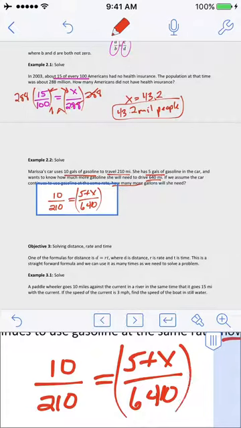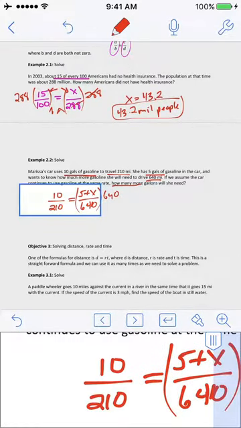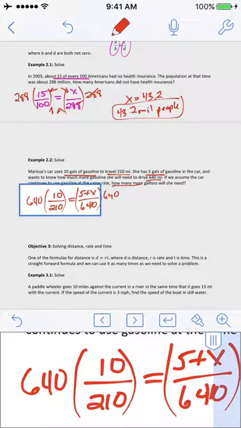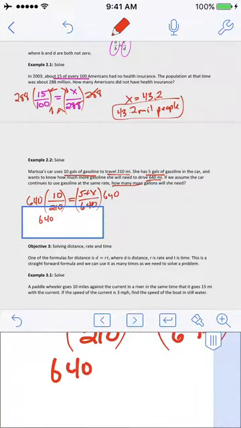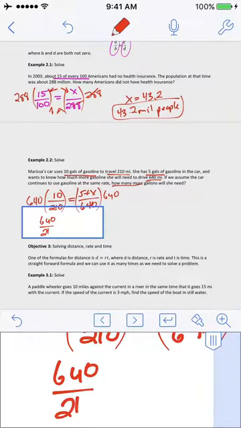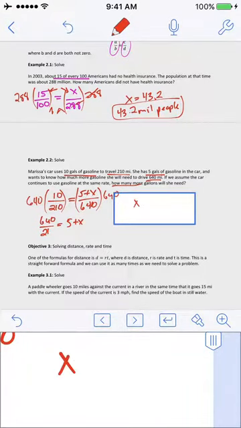Let's multiply by 640 on both sides. 640 times 10 is 6,400 divided by 210. It's not great, so I'm going to leave it as a fraction. Cut off at least a 0 from both of those. So we'll do 640 over 21 is equal to 5 plus x. Okie dokie. And then I can subtract 5. So x is equal to, we'll just make it a decimal, it's fine.